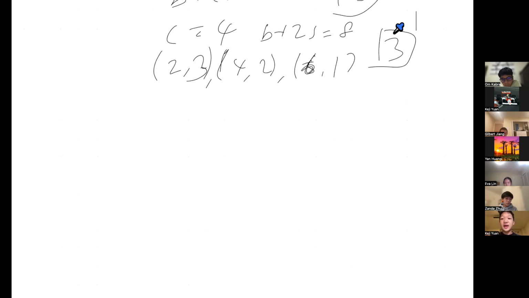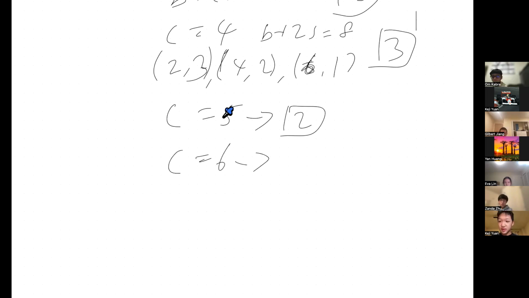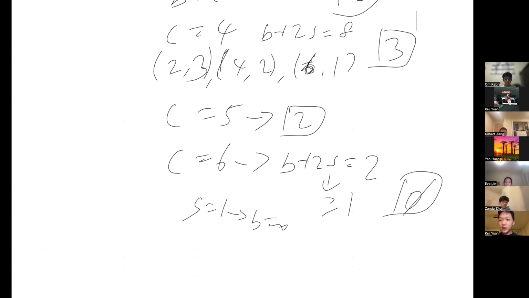For C equals 5, we have 2 solutions. And then for C equals 6, we would actually have 0 solutions because we have B plus 2S is equal to 2. And we know that S has to be greater than or equal to 1. And when S is equal to 1, it gives B equals 0. So there are actually no solutions here. And so we tally them up. And so that is all our solutions.